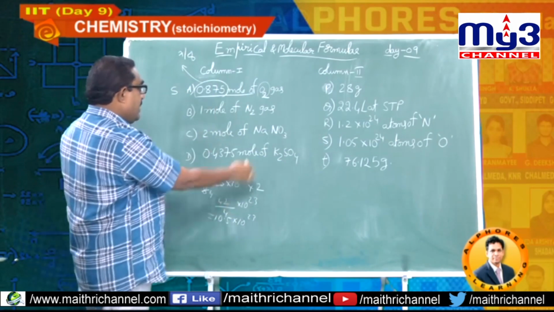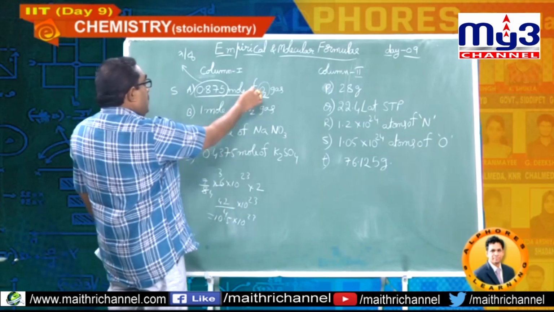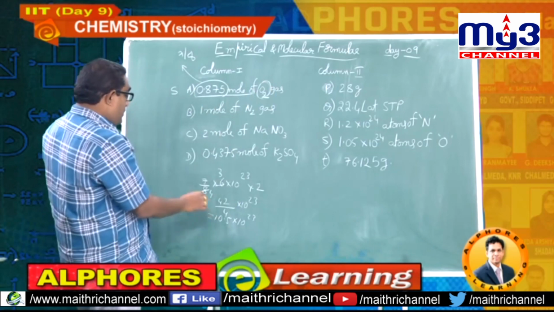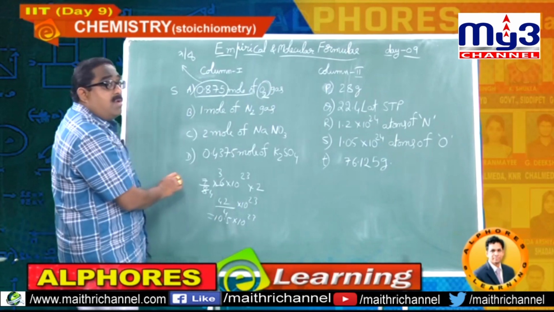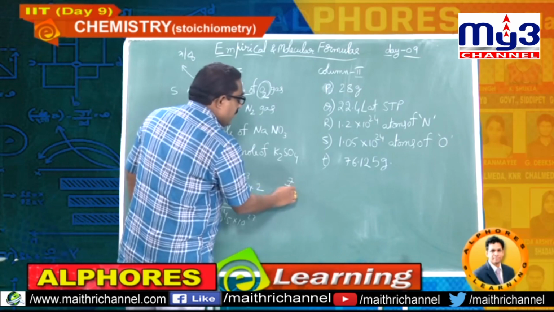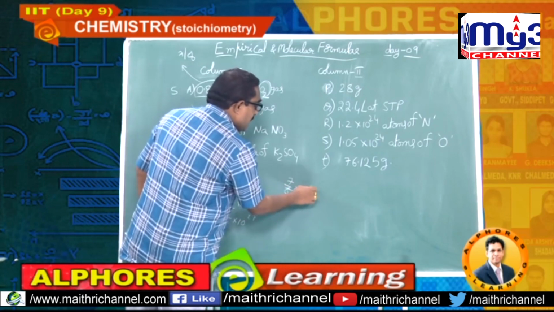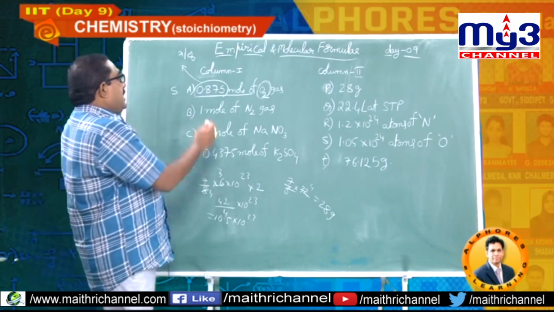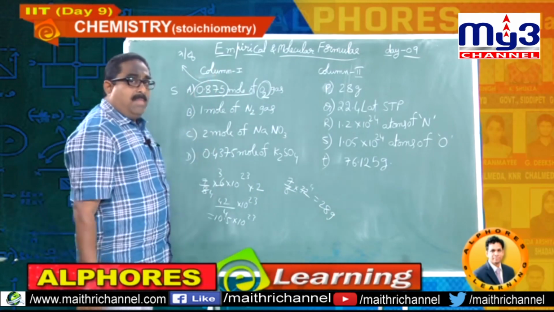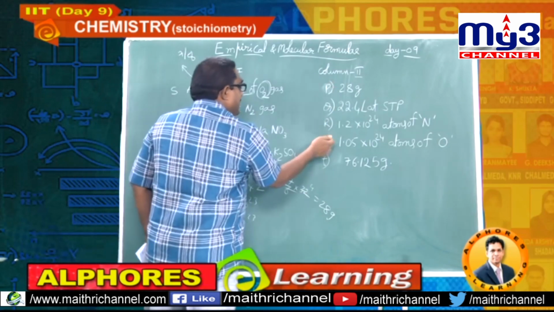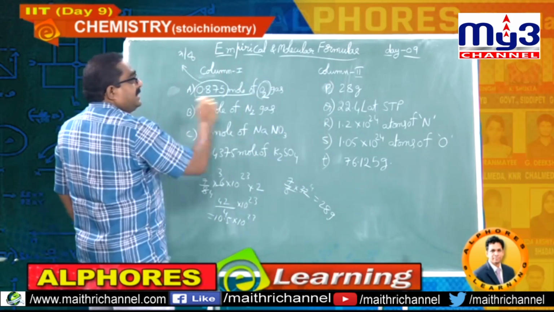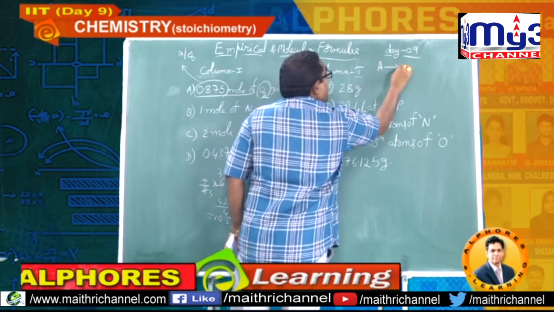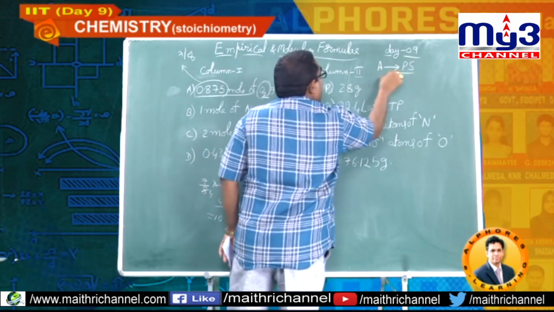Let me check whether any other option is there. We know the molar mass of oxygen is 32. Molar mass means the mass of 1 mole of oxygen. So 7 by 8 moles of oxygen, again it is also 28 grams. So finally A in column 1 can be matched with P and as well as S. I am writing the answer here. Please note it down. A is already matched with P and S.